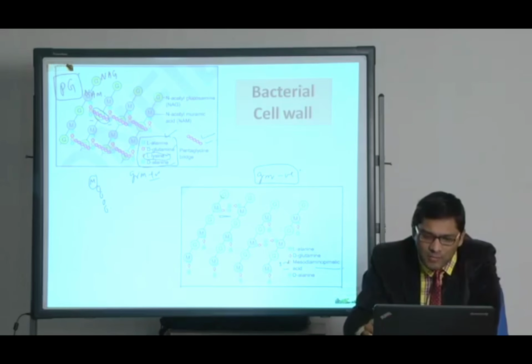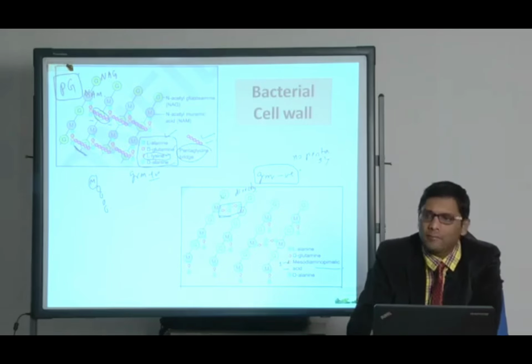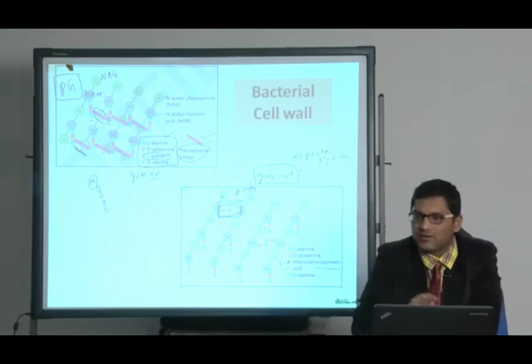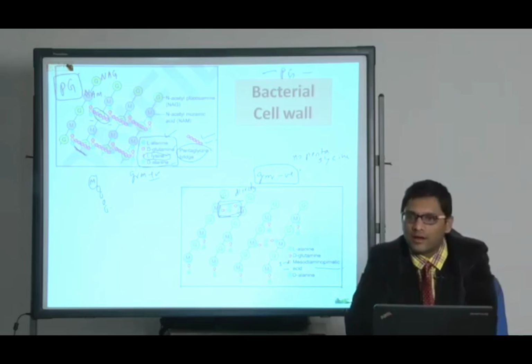Second difference is both the tetrapeptides are directly linked to each other, that is there is no pentaglycine bridge. Here both the tetrapeptides are joined by a pentaglycine bridge. Here there is no pentaglycine bridge, directly both the tetrapeptides are joined to each other. So, these are the main differences between gram positive peptidoglycan and gram negative peptidoglycan.